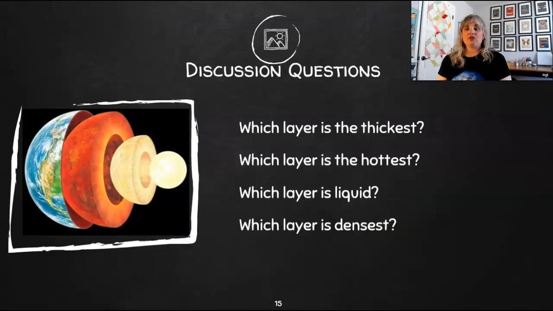Some discussion questions. Some things that I would like you to be able to know after you've taken all of your notes: Which layer is the thickest? Which layer is the hottest? Which layer is the only liquid layer? Which layer is the densest? Can you think of a relationship between temperature and the different layers of the Earth? We're going to discuss more about this in class.